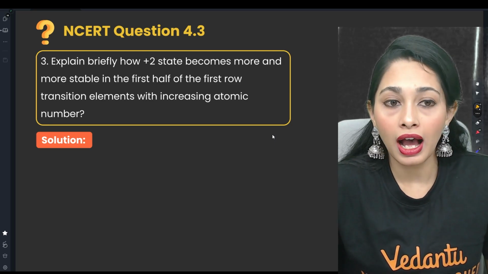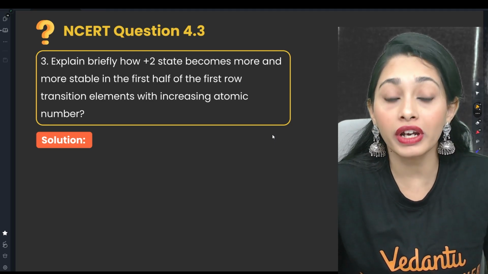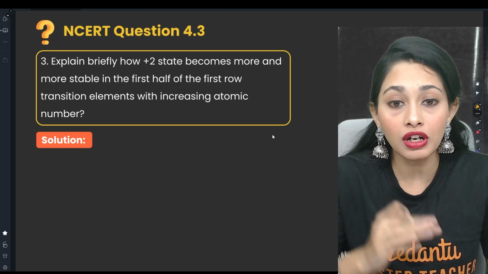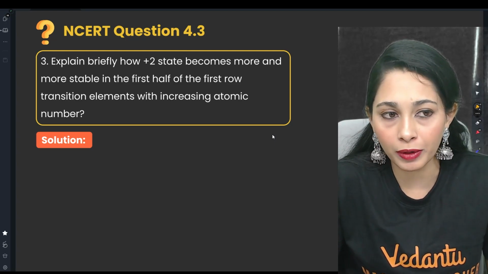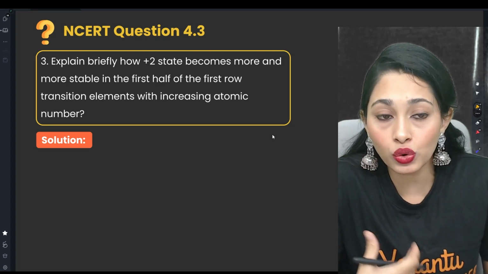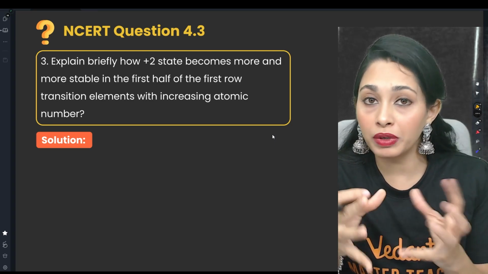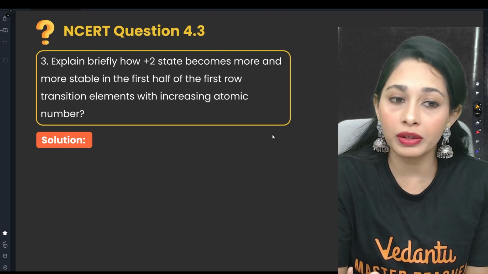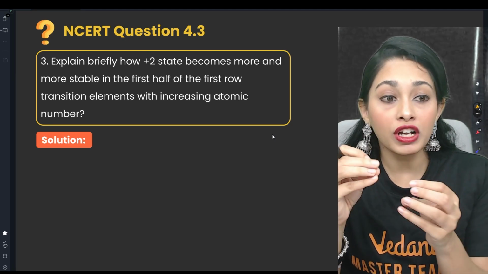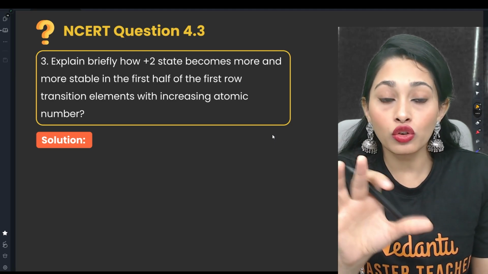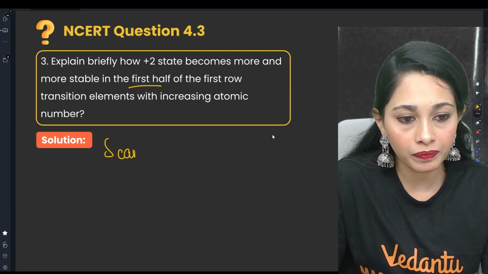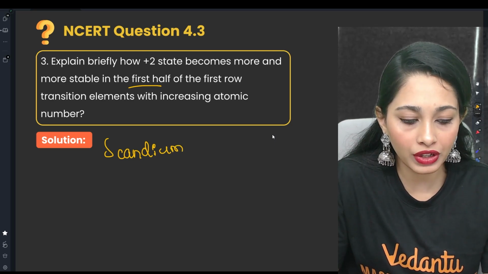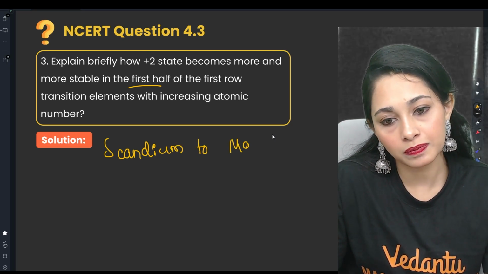Explain briefly how the +2 state becomes more and more stable in the first half of the first row transition elements with increasing atomic number. So we are asked to explain how the +2 oxidation state becomes more and more stable with respect to the first row transition elements. The first half of the first row transition elements is from scandium to manganese.